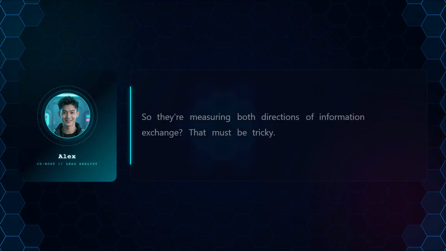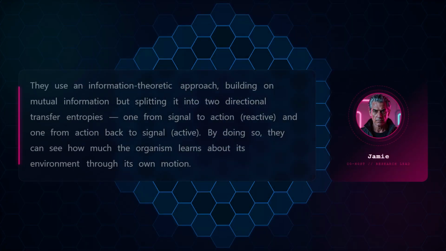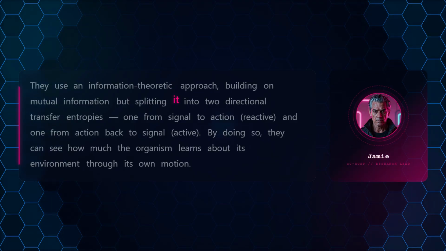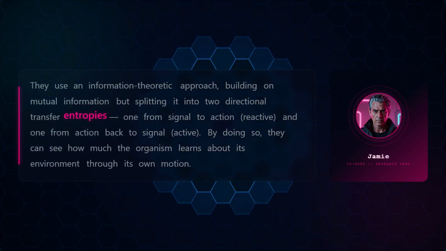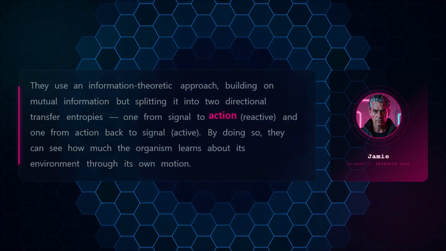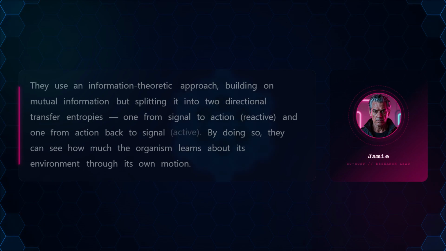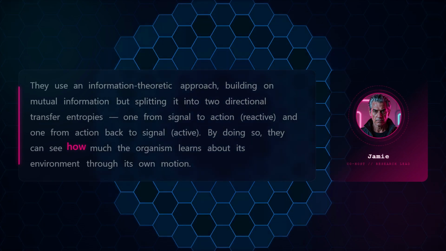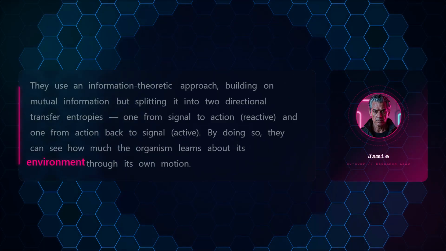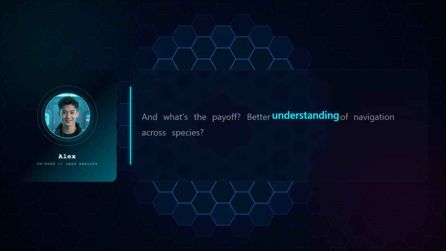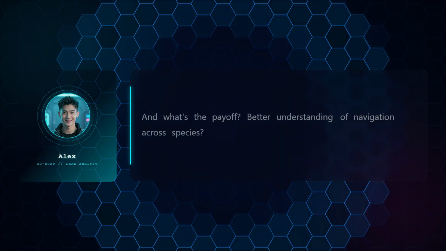That must be tricky. They use an information-theoretic approach, building on mutual information but splitting it into two directional transfer entropies, one from signal to action, reactive, and one from action back to signal, active. By doing so, they can see how much the organism learns about its environment through its own motion. And what's the payoff? Better understanding of navigation across species.